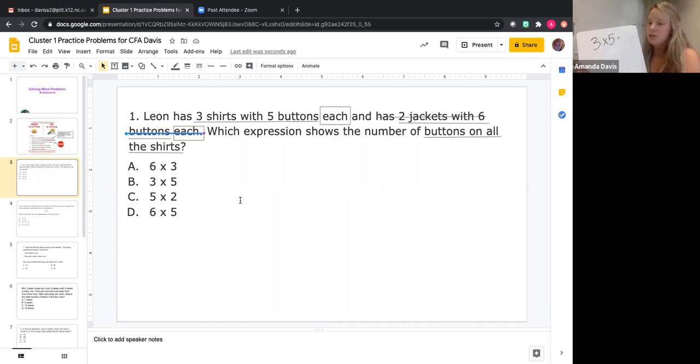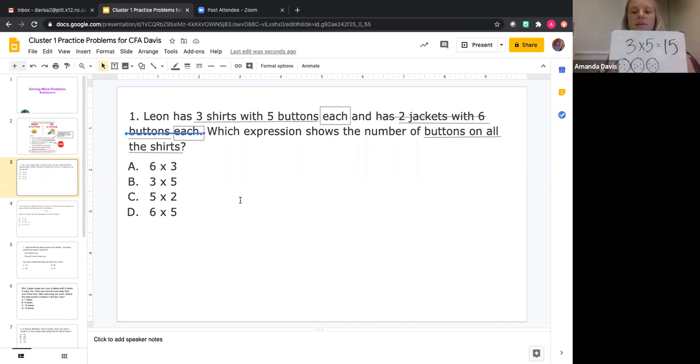So I'm going to do equal groups because I like that best. 1, 2, 3. 1, 2, 3, 4, 5. 1, 2, 3, 4, 5. 1, 2, 3, 4, 5. I can count by 5s. 5, 10, 15. 15.